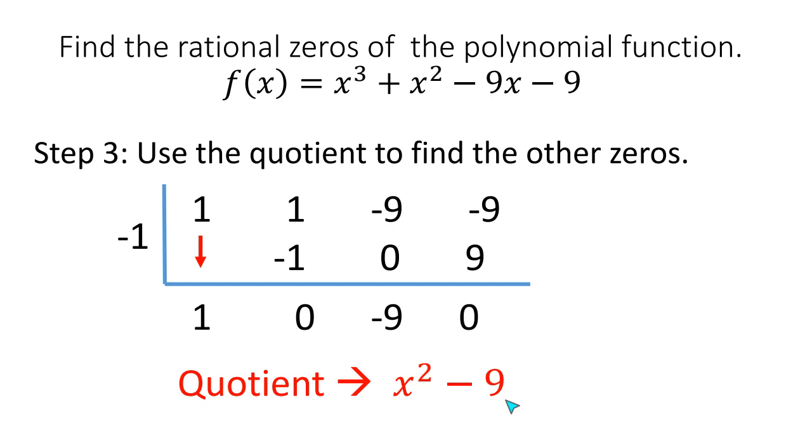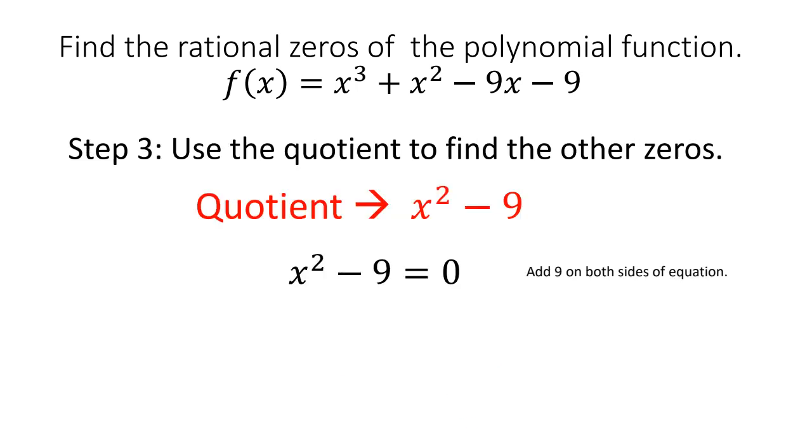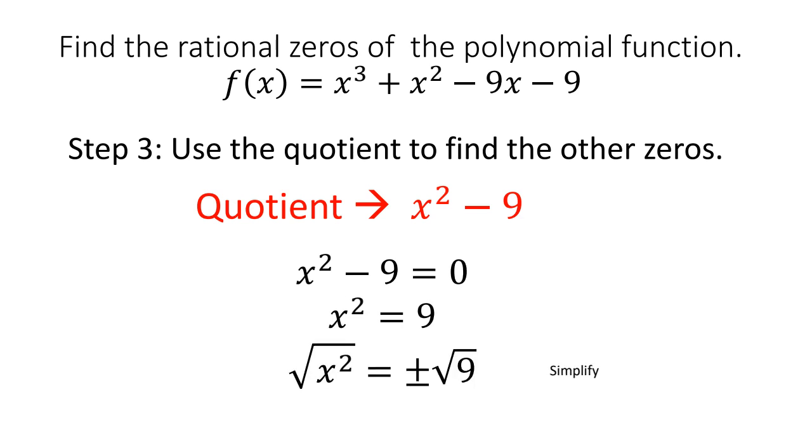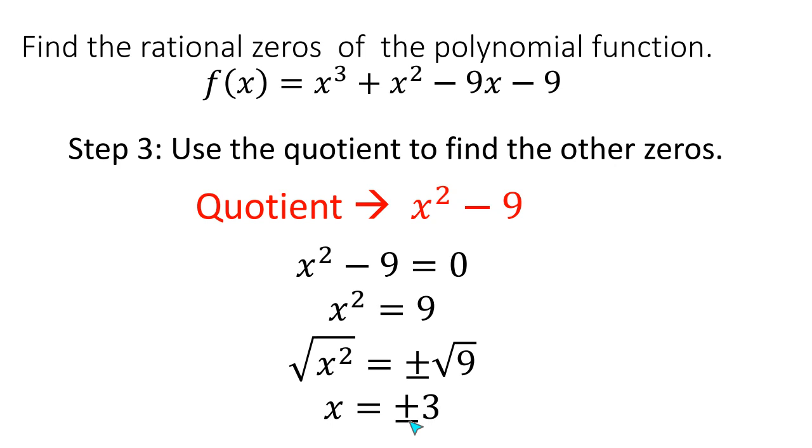But the reason we had that big happy smiley face is because now that we know this was a 0, we got our quotient, and notice that our quotient is now quadratic. So we have options to solve this. We can use the quadratic formula, we can factor, you can use the square root property. So any of the methods that you feel comfortable with, I'm going to go ahead and use the square root property. So I'm going to add 9 on both sides, and I'm going to take the square root on both sides. So I get x is equal to plus or minus 3.